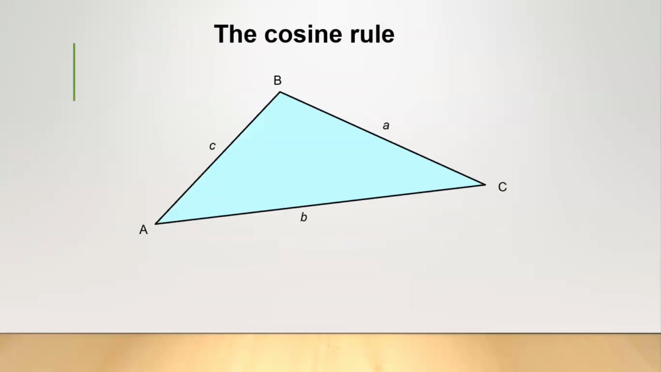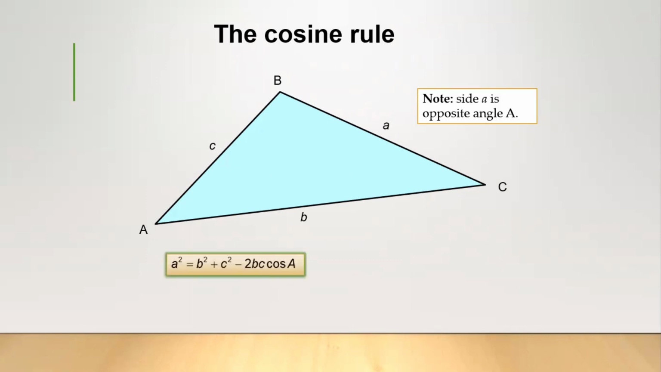Now let us learn the cosine rule. So cosine rule, again you are given a triangle ABC. The sides are labeled with small letters: a opposite A, b opposite B, and c opposite C. Understand the cosine rule. It says a square is equal to b square plus c square minus 2bc cos A. This is the formula. This is called the cos rule.